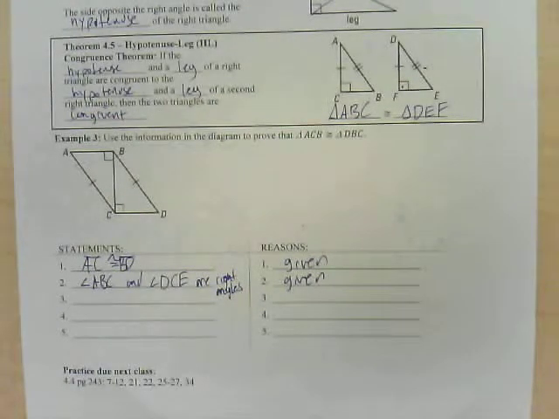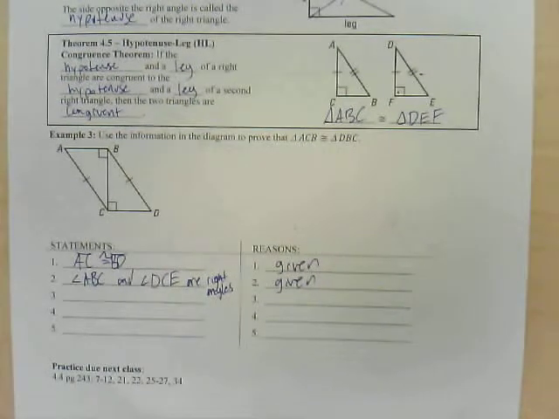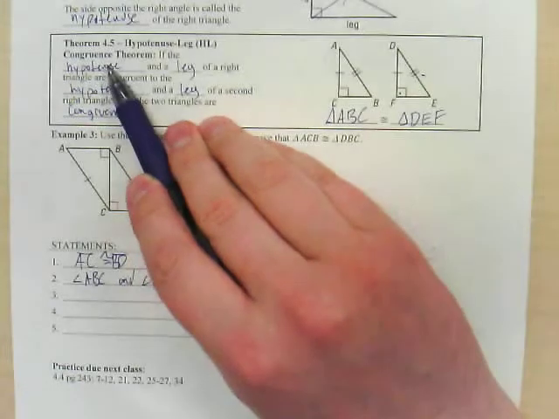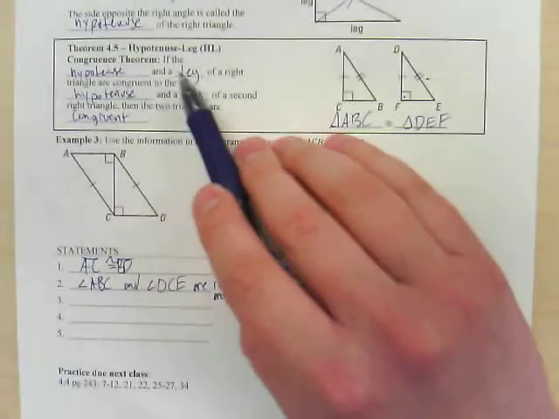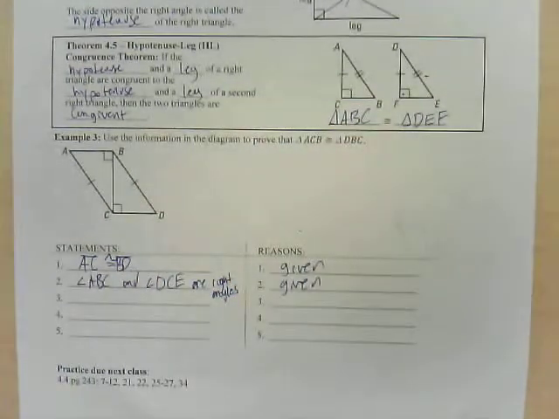Okay, so if we're going to prove that these two triangles are congruent by a hypotenuse leg, that means we need to show first that they are right triangles, second that they have a set of hypotenuses congruent, and third that they have a set of legs congruent. So we need those three pieces of information. We have to prove they're right triangles, we have to prove that they have a set of hypotenuses congruent, and a set of legs congruent. So let's start with the fact that they're right triangles.